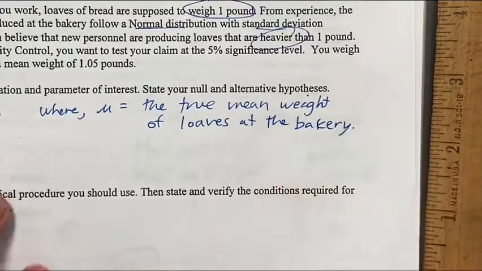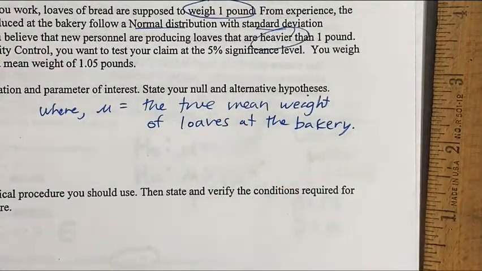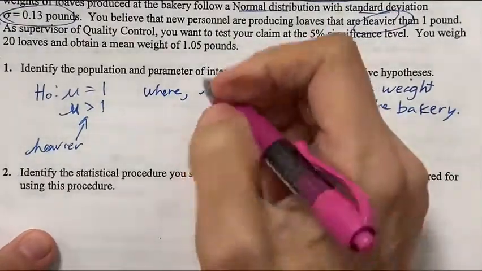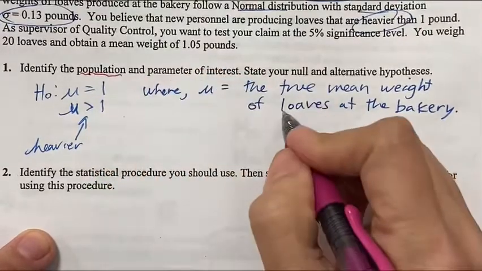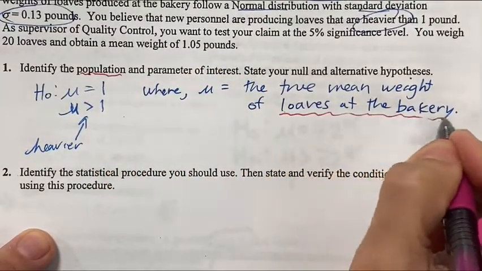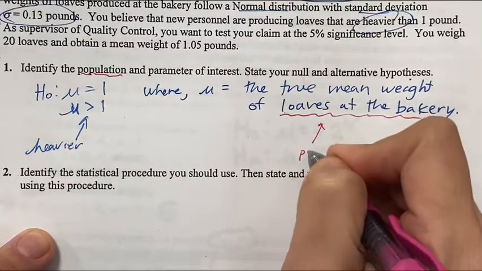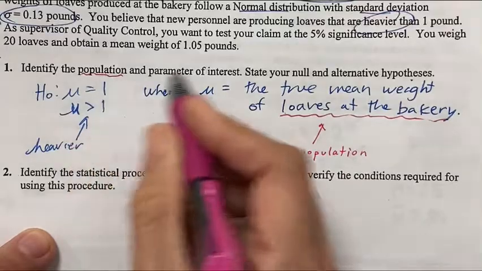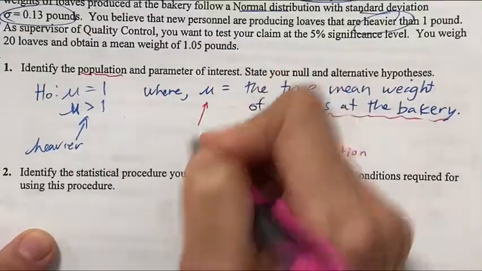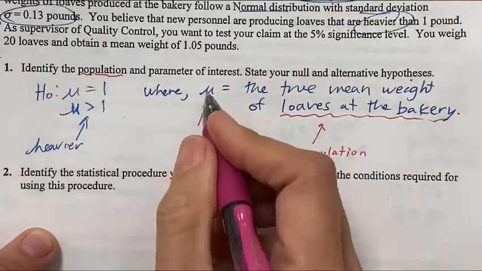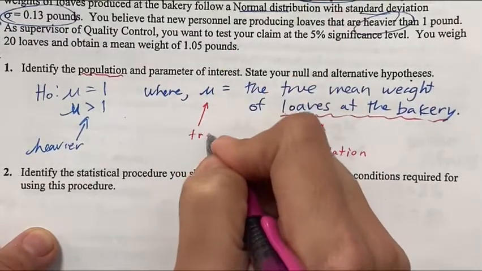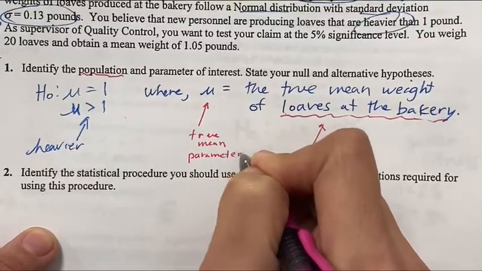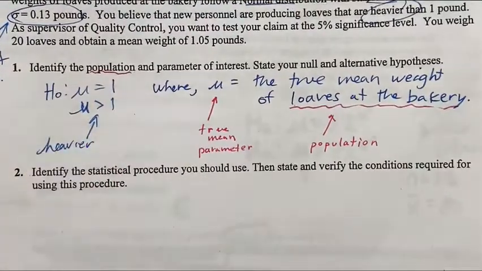Now, some students are trying to figure out, well, which piece is what? Technically, that's a full answer right there. Beautiful. What are they saying the population is? Well, the population is all the loaves at the bakery. You don't have to write this for a full answer, but this will help you understand what they're asking you to write. And what is the parameter? That's the parameter mu, the true mean. That true mean is what we call the parameter. Okay. Now, we stated the null and the alternate hypothesis.